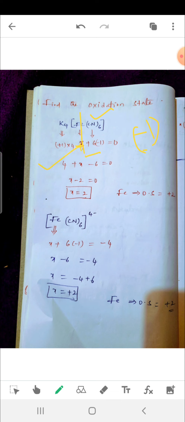Here 4 and x, and 6 with -6. So this is the total: minus 6 plus 4, what happened here? So minus 2, x minus 2 equal to 0, x minus 2 sent to this side, plus 2 here, x equal to 2. The central atom here, iron, has oxidation number plus 2, remember.